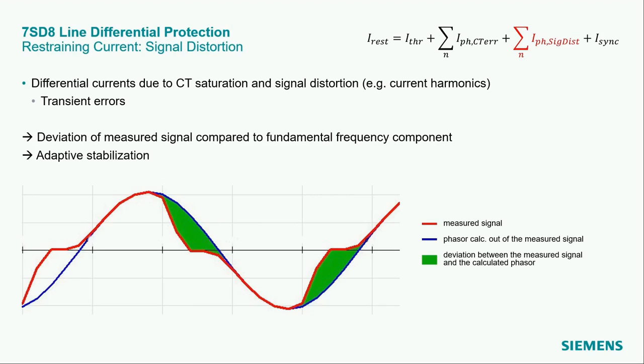The difference between the measured signal, the red curve, and the fundamental current component, which is the blue curve, is indicated, and the quantity for the adaptive stabilization is highlighted with the green area. If there is not enough fundamental current in the signal, the differential protection is blocked.